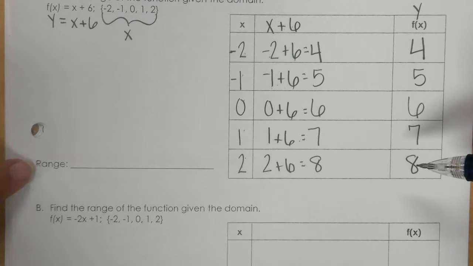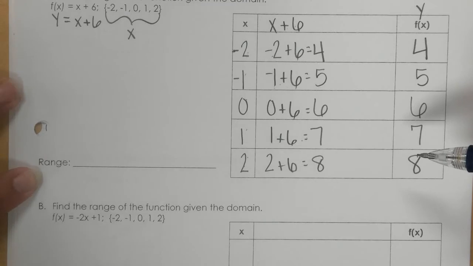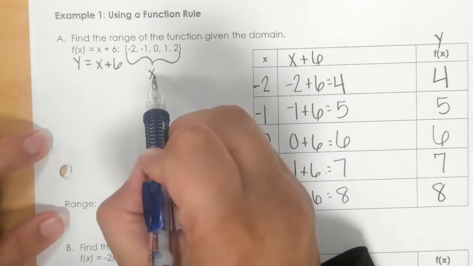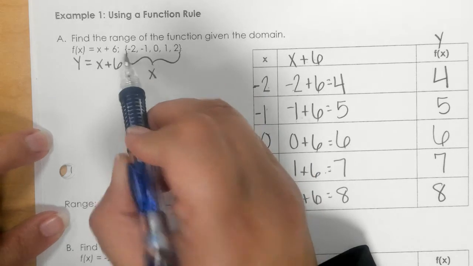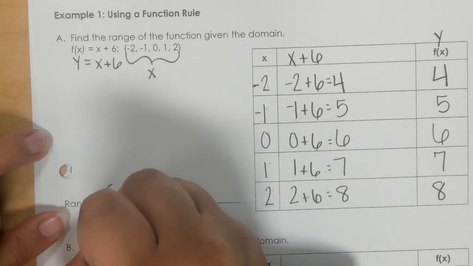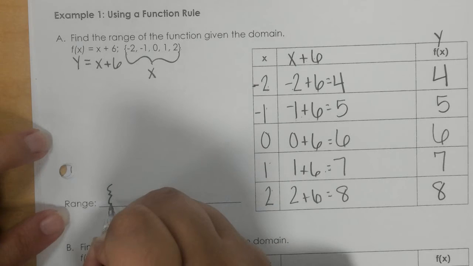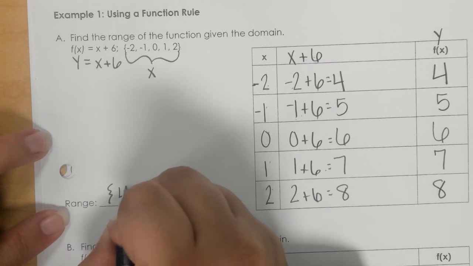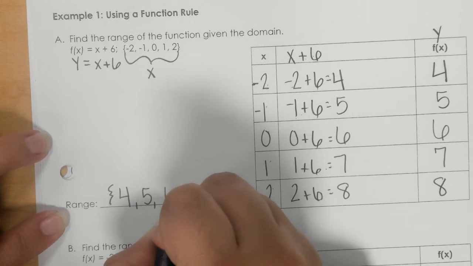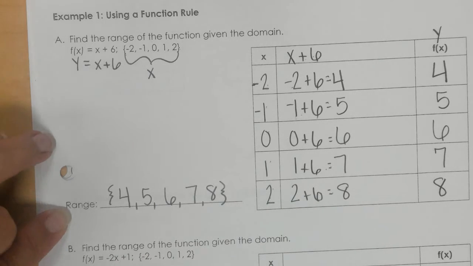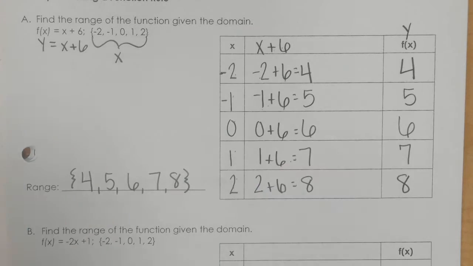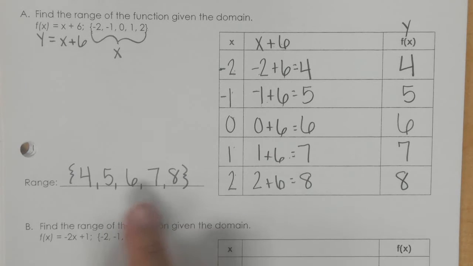I need to list them down here in the range, but if you notice, the x values were given to you in set notation with these little braces, so I need to do the same thing with the range. So I'm going to draw the braces, put my numbers from least to greatest, and then draw the other brace to close it off. So that is my final answer right here for example A.